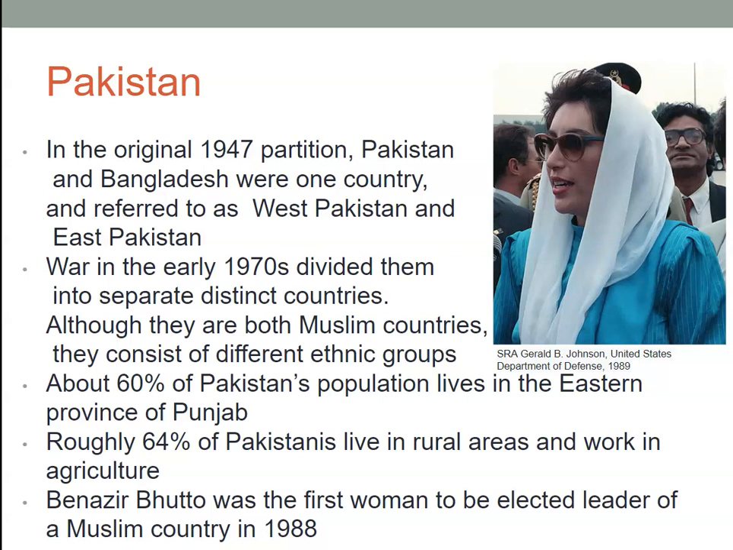About 60% of Pakistan's population lives in the eastern province of Punjab, and about 64% of Pakistanis live in rural areas and again work in agriculture. This woman here is Benazir Bhutto. She was the first woman to be elected leader of a Muslim country in 1988. Her reign was not without controversy. She was removed from office under corruption charges and was eventually assassinated. But she does still remain the first female to be elected official leader of a Muslim country.